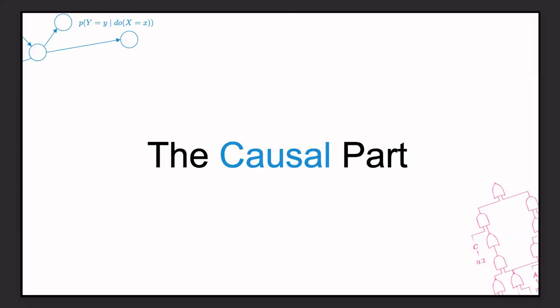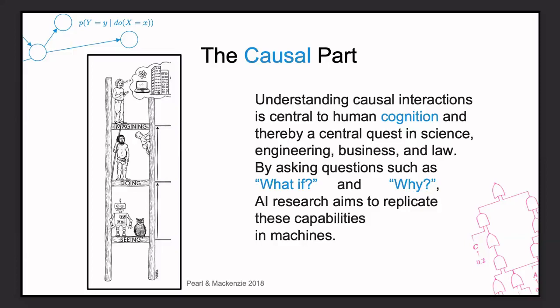Then for the causal part, this is the area where I'm most focused. It's really about what we consider to be a central aspect of human cognition, right? It's something that we do daily and even unconsciously. And it's no surprise that it becomes central to science, to engineering, to business, to law, right? Like a jury might ask, would this same outcome have happened if the person was in a different kind of condition, right? And all these considerations come into play.